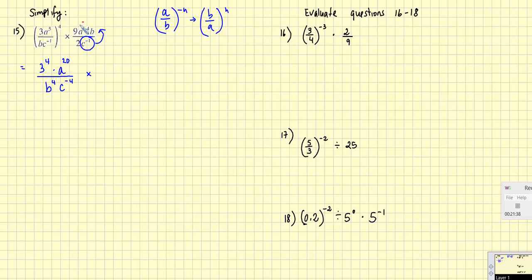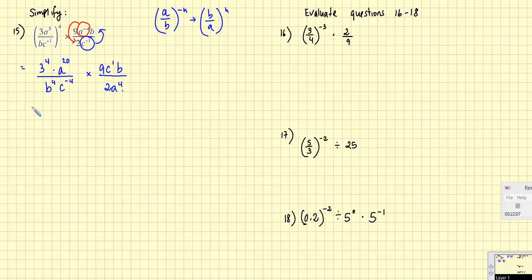And the a to the negative 4, I will bring down to the bottom to turn it into a to the 4th. So this is going to become 9c to the power of 1 b all over 2a to the 4th. Okay, so everything is now in its positive form, at least in the second fraction.